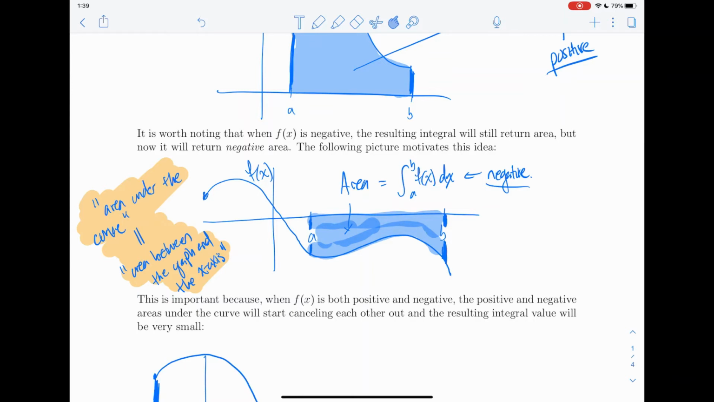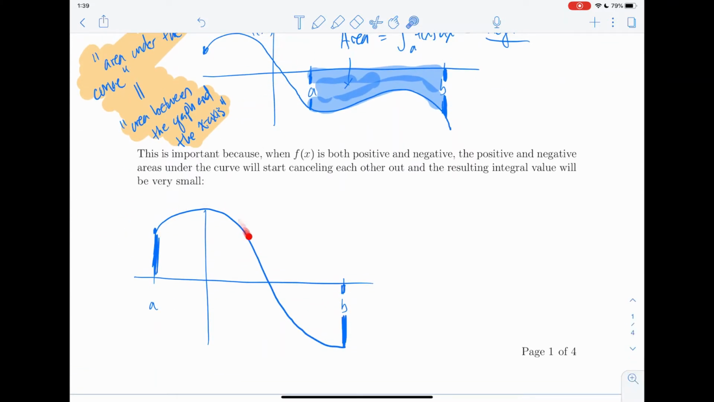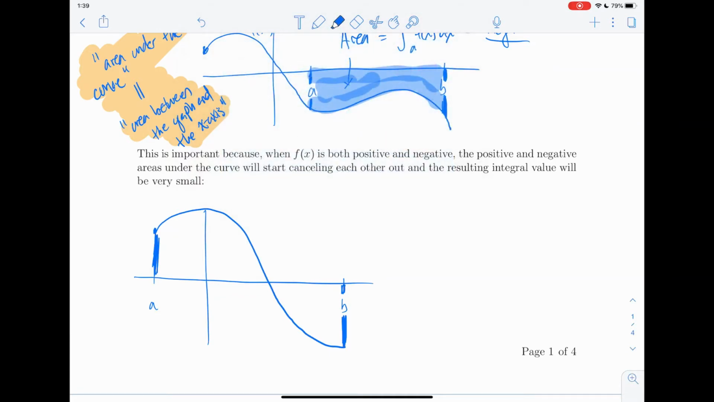And so what that means is that in this picture down here, where the function is both positive and negative for a period of time, the quote-unquote area under the curve is now, I'm going to highlight it again in blue, the positive contribution is going to be the area under the curve. But the negative contribution is going to be down here.